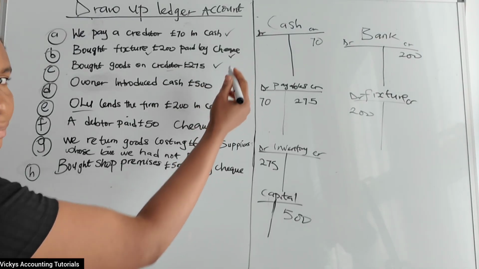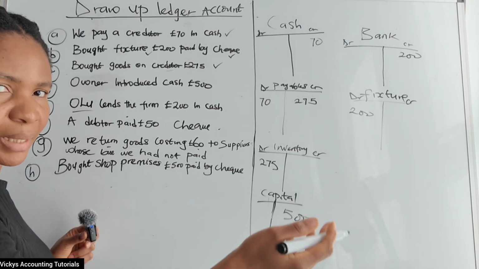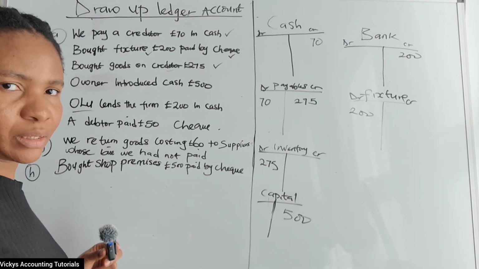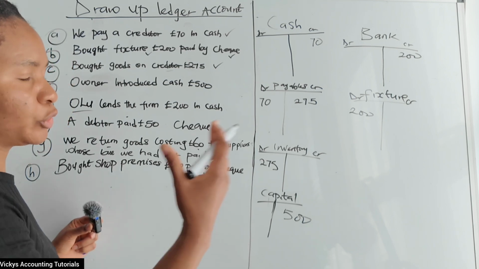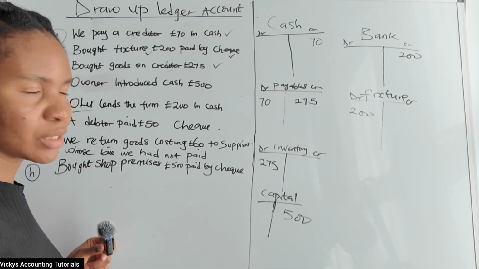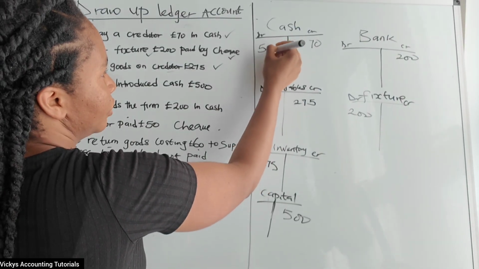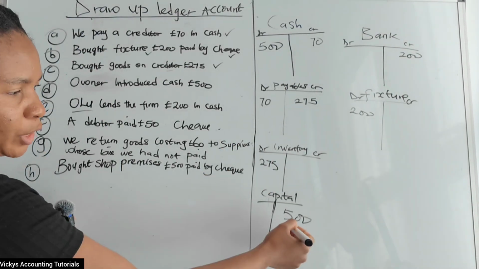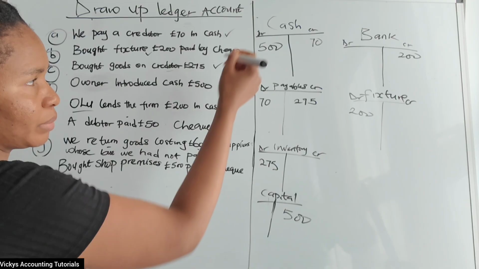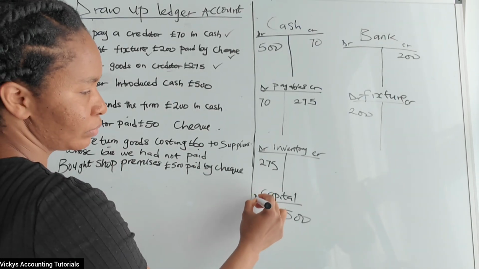They said it is cash, right? Not at bank. So basically, you had a tin in your shop, and then you introduced 500 physical cash. So cash came in, so we're going to debit 500. We credit capital and debit cash. Debit, credit.